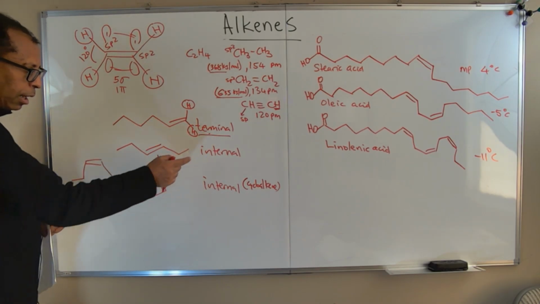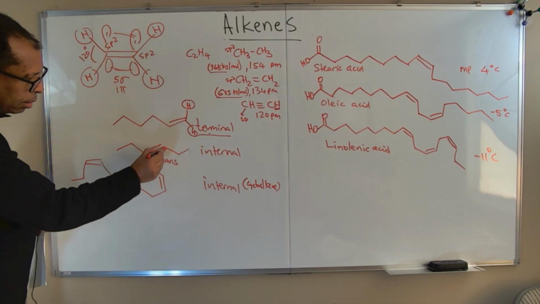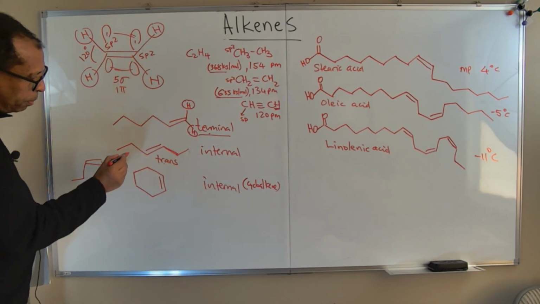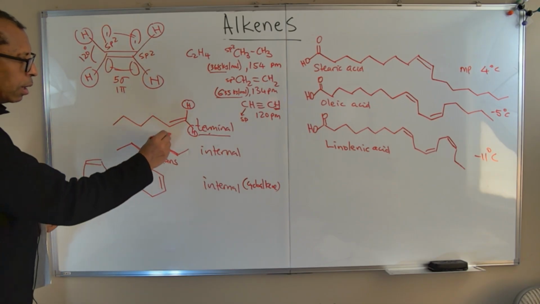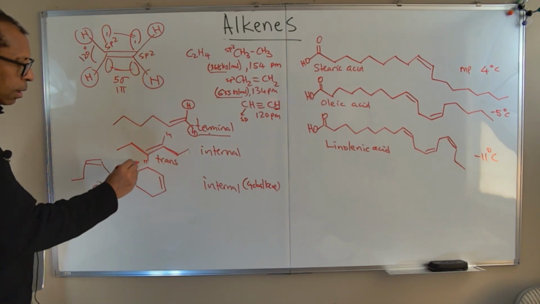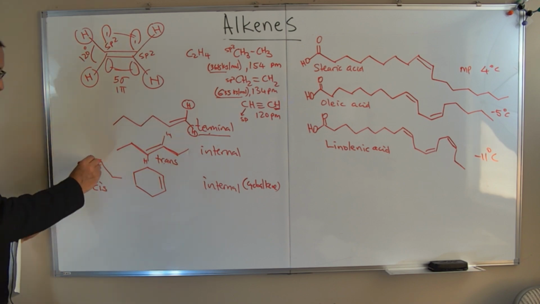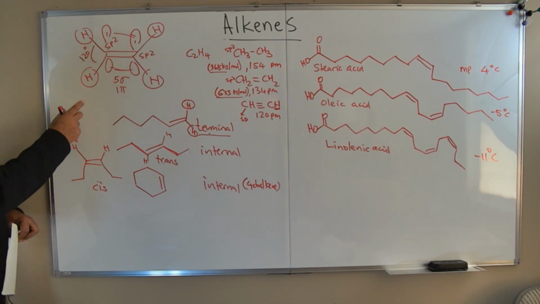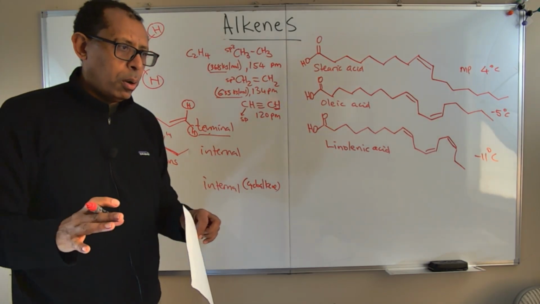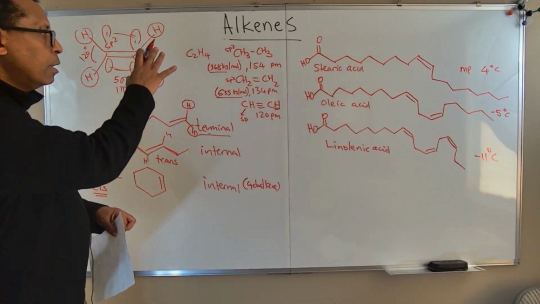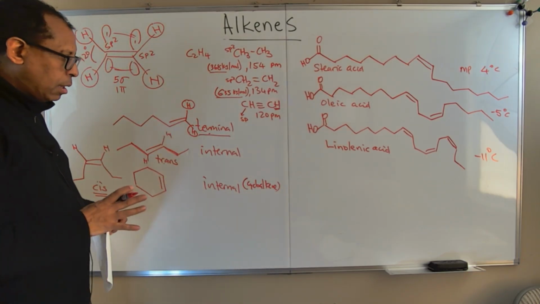While in an internal alkene, this large group and this large group are on opposite sides. The hydrogens are on opposite sides, that is trans. Here you have hydrogens and hydrogens on the same face, that is cis. So for alkenes, from now on, what you need to remember is there is cis and trans isomerism.